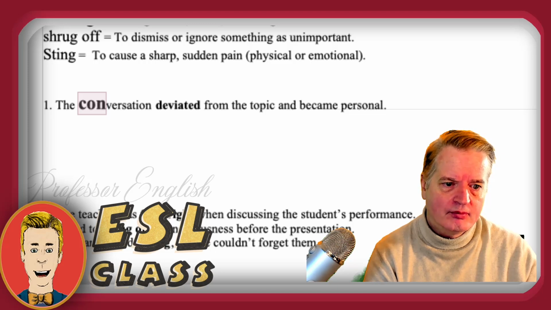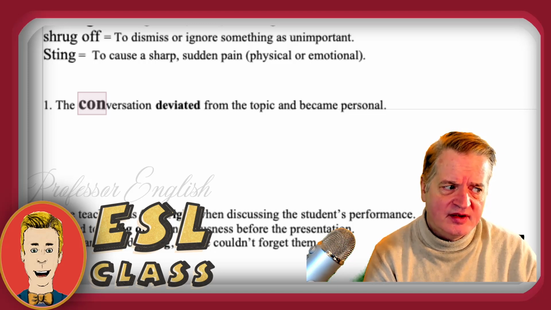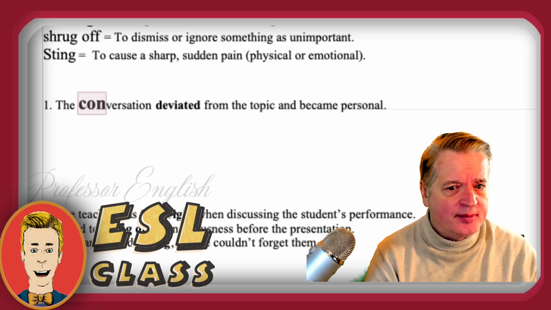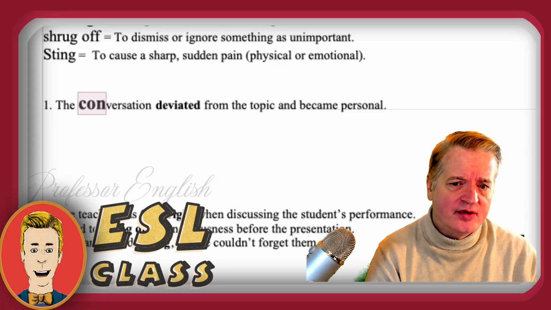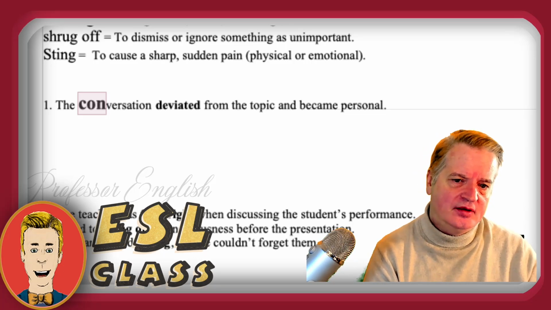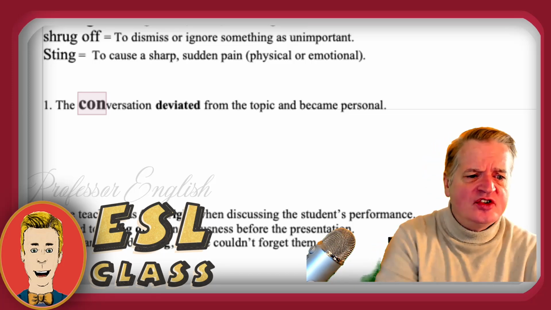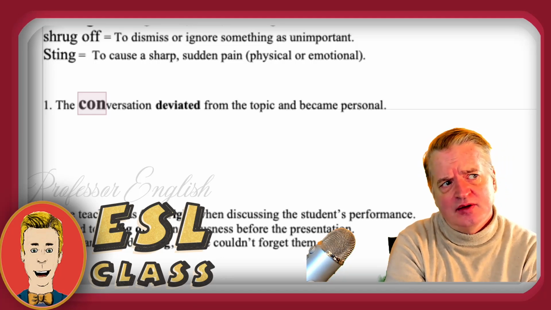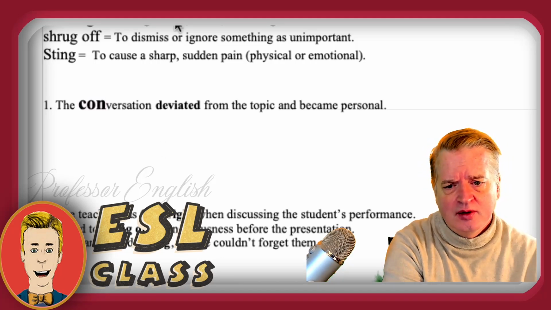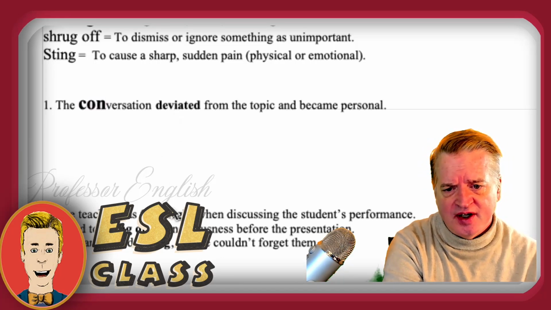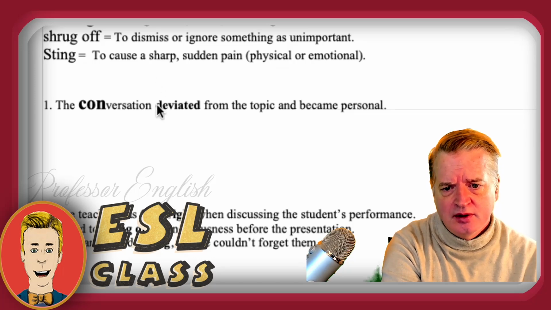Deviated. It's got to be longer. Deviated. It's got to be longer than the other ones. Deviated. And which sound has the accent? Which syllable has the accent in that word? Dee. Yeah, dee.